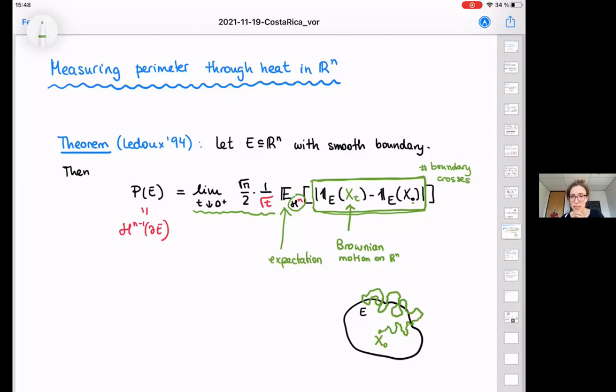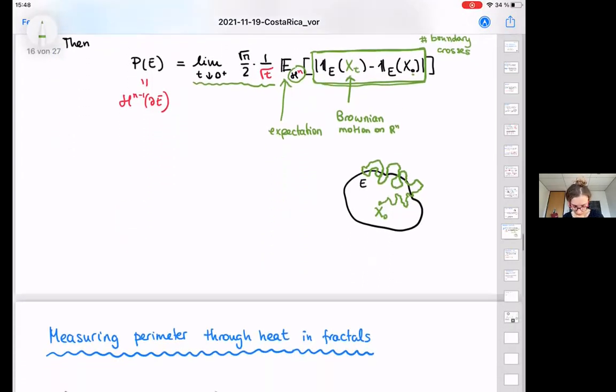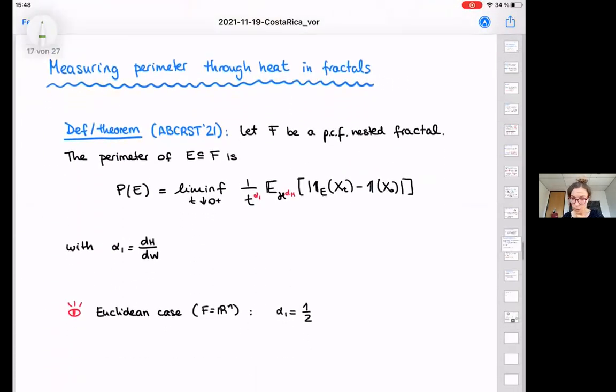So we try to do the same thing. This is a result that has been published this year, so it is very new in some sense. We are doing exactly the same thing, and we are looking at what we call a PCF nested fractal.